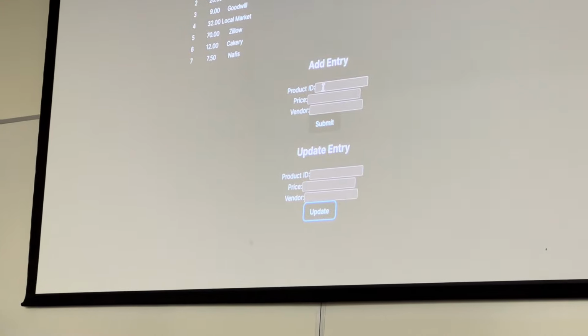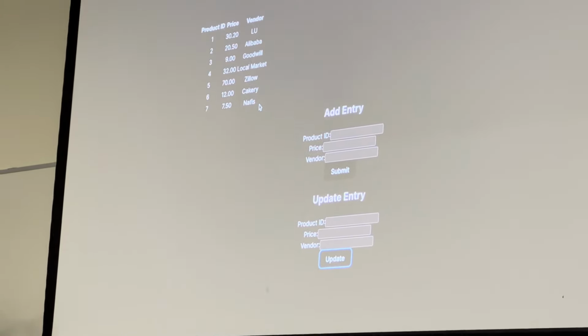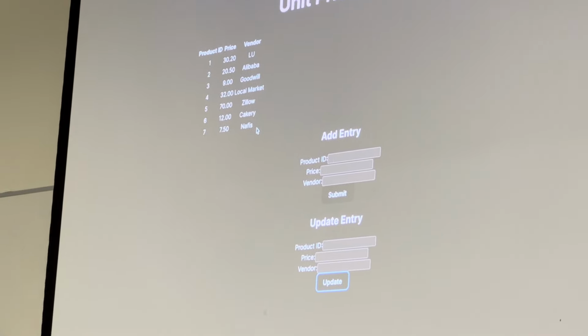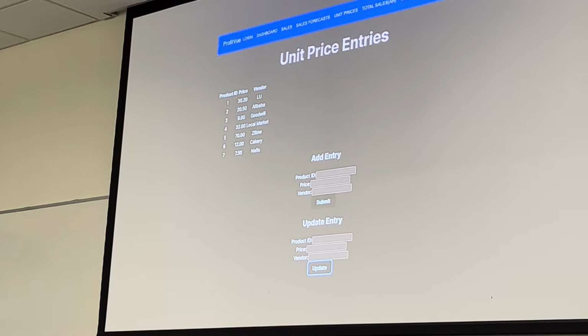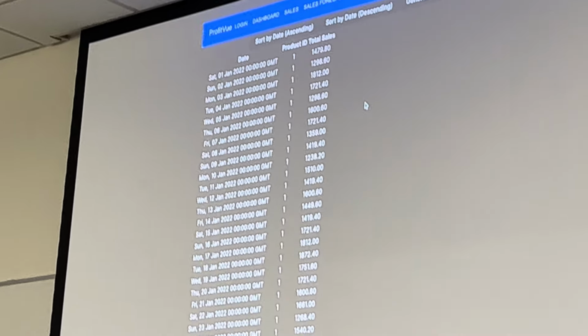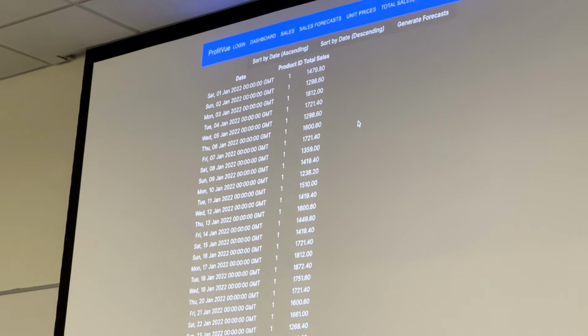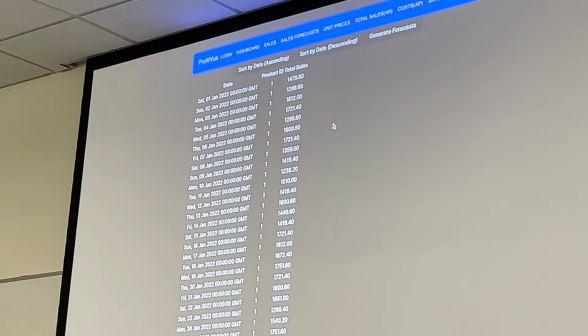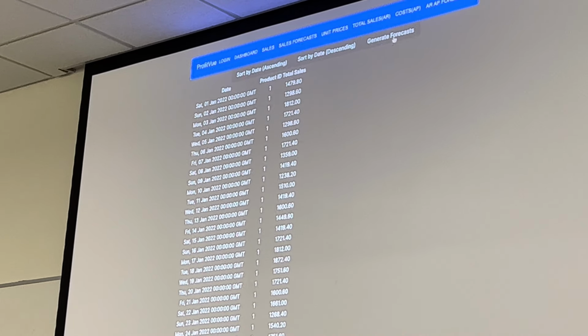And then if I update, you can see that the price is updated. So this is important because as time goes by, you might update your prices of a different product. And then the next tab here is the total sales or the accounts receivable. What it is showing you is the total USD amount of the product that you are selling, and you can generate forecasts from here too.